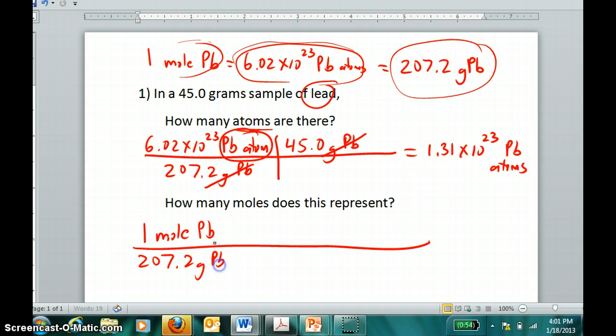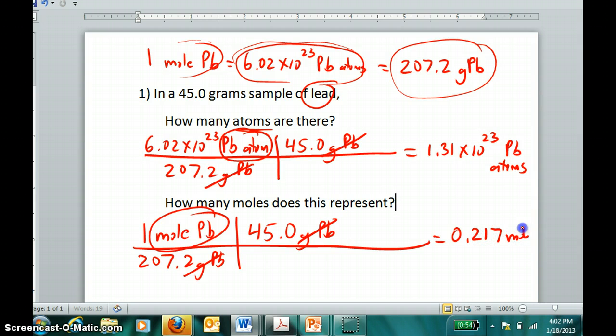207.2 grams of lead are what a mole of lead equals. So then when I simply multiply by the mass of lead given in the problem, the mass of lead cancels, leaving me with my answer, moles of lead. I divide 45 by 207.2, and with a 3-digit and 4-digit number, I have a 3-digit answer, 0.217 moles of lead. So yes, even with a 45-gram sample, I don't have that many moles of lead. It's only a fraction of a mole. That's how big a mole is.